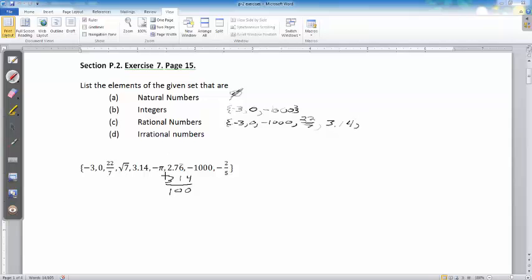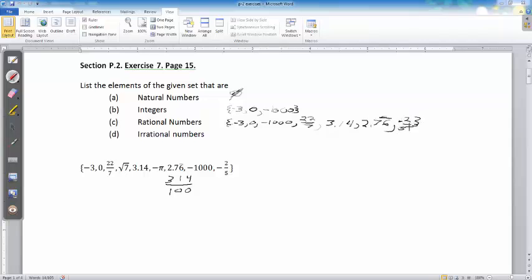And what do we got left? Negative pi. Pi is very famously an irrational number, so we're not including that. 2.76 continuing. As we said, infinite repeating decimals are rational. So 2.76 continuing is rational. And then -2/5, integer over integer. So that is rational.